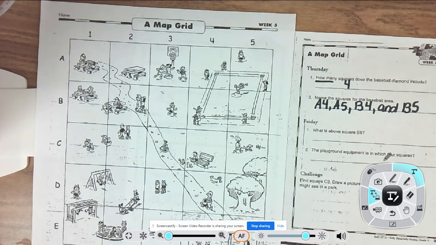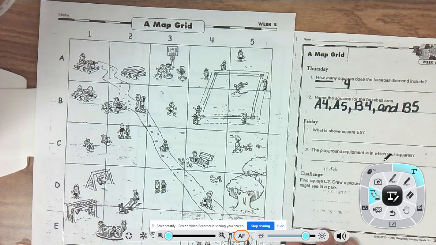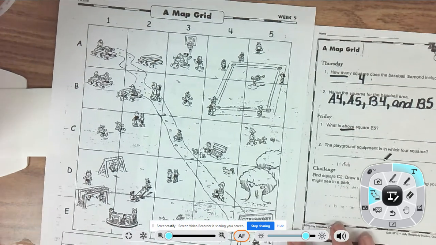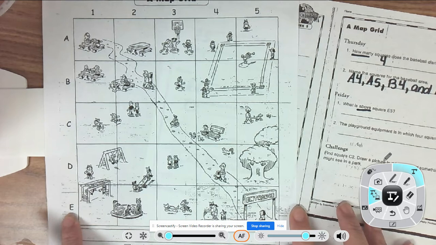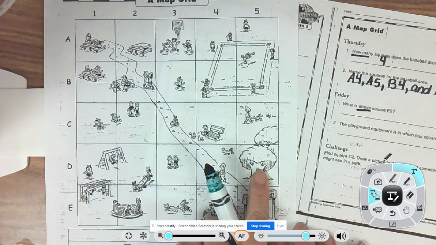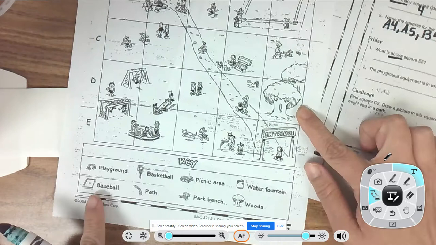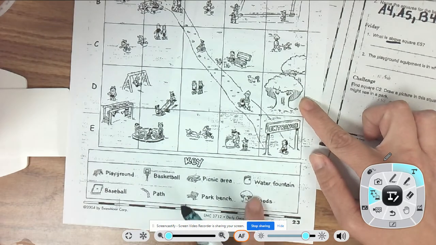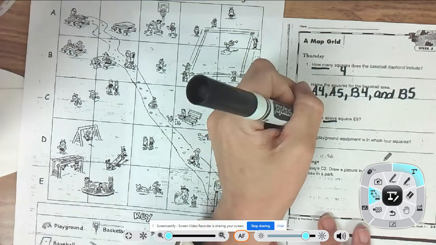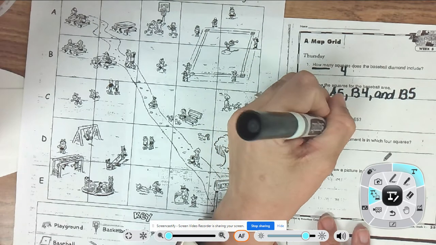Okay. Friday, question number 1. What is above square E5? Above. So we're going to find square E5, and we're going to go above it. Now, remember this? Look down here at our key. What is it? It's the woods. So we're going to write woods for our answer. On Friday, number 1, write woods.